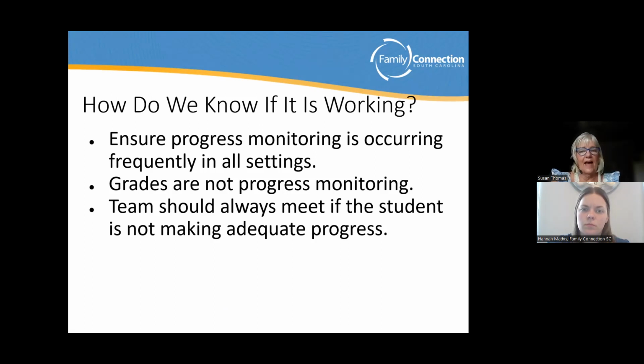So here's my favorite. How do we know it's working? We know it's working if we're progress monitoring. And progress monitoring should be occurring even if a child spends most of their day in the general education classroom. They should be regularly, frequently progress monitored on their goals. And if they are not making satisfactory progress, the team has to talk. Grades are not progress monitoring. A child can have good grades and still not be gaining the skills.